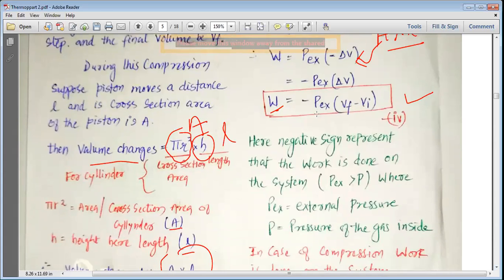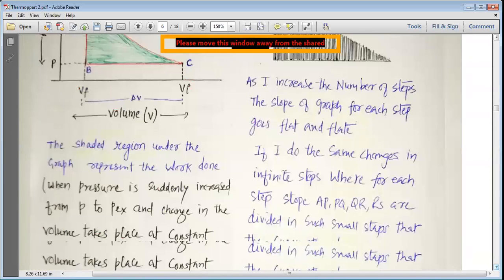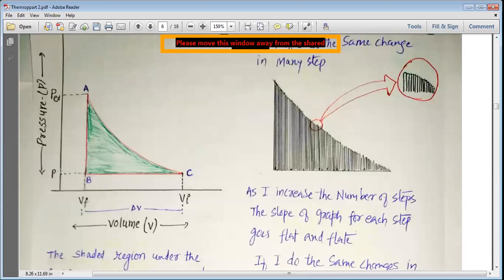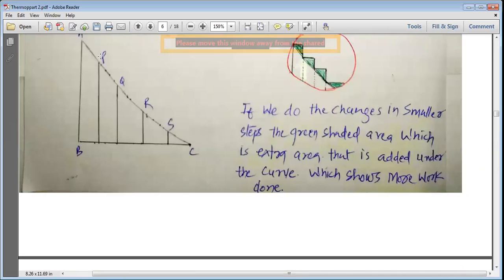But here we have done the work in a single step, where the initial pressure was directly converted to P external, and then at P external the various changes take place. But now suppose we do the changes in small steps. This is the graph of pressure versus volume when the pressure is suddenly increased from P to P external. Now my dear students, if the same step is done in 5 different steps, you can see that these curves P to Q, Q to R, R to S, S to T are sloping.